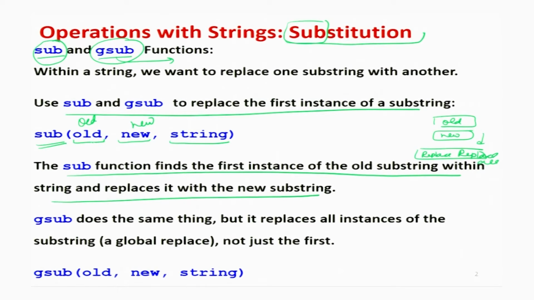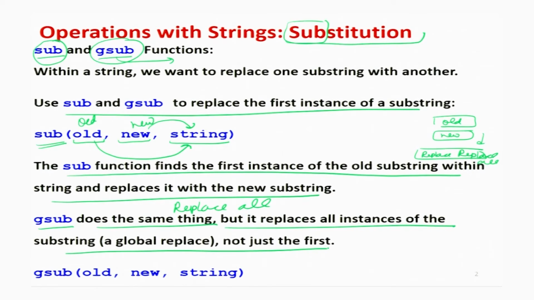So this old will try to search in this string where it is matching, and then it will try to replace it with the new string, right? And this function here, gsub, that is global substitution, also does the same thing, but it is like replace all. So it will replace all instances of the substring, not only the first one.